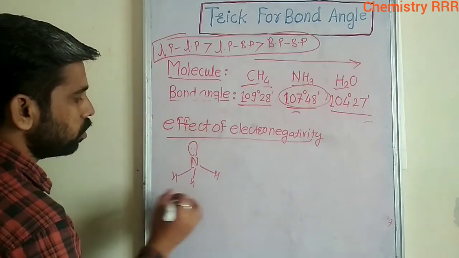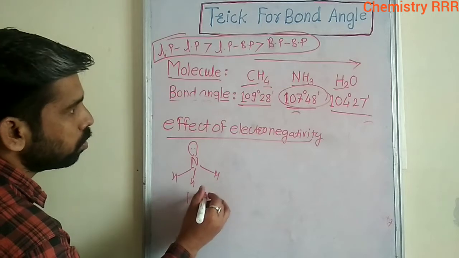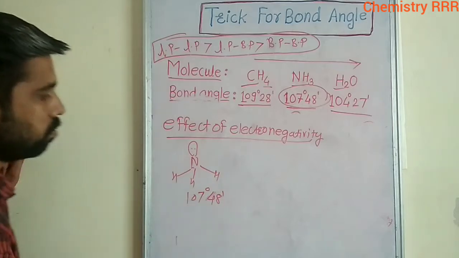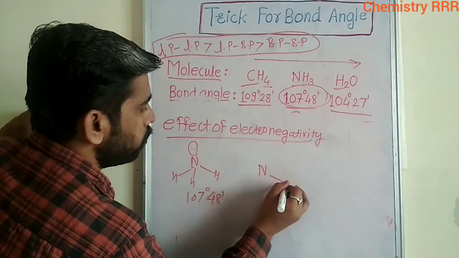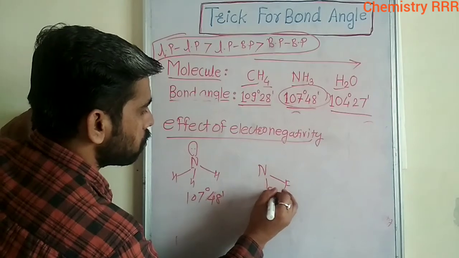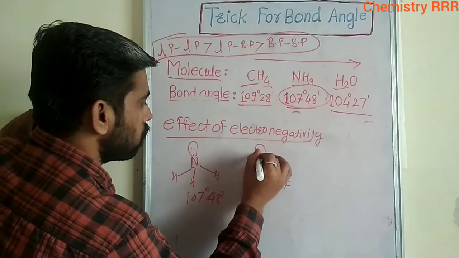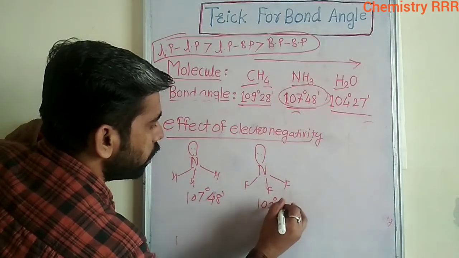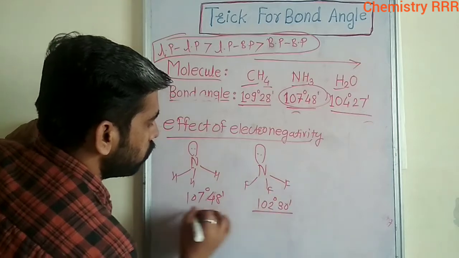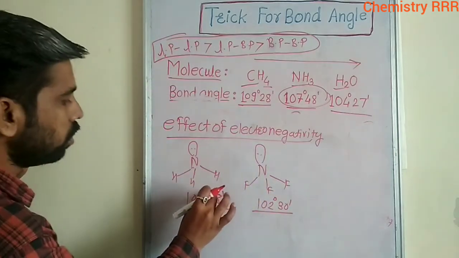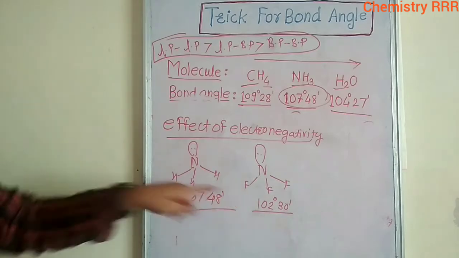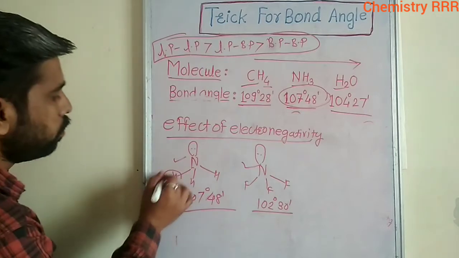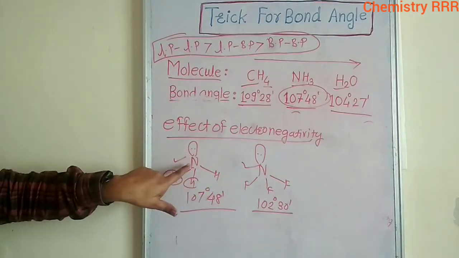Now let's compare the ammonia molecule, having the bond angle 107 degree 48 minute, and another molecule NF3 with bond angle 102 degree 30 minute. Now in both examples the central atom is the same, but there is a difference between the atoms attached to the central atom.